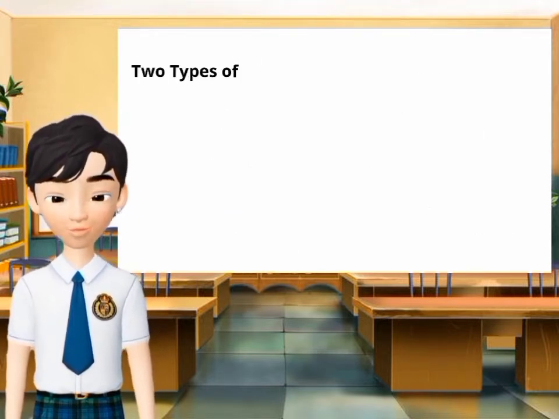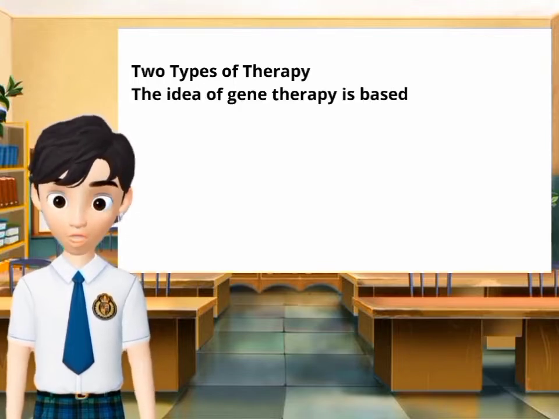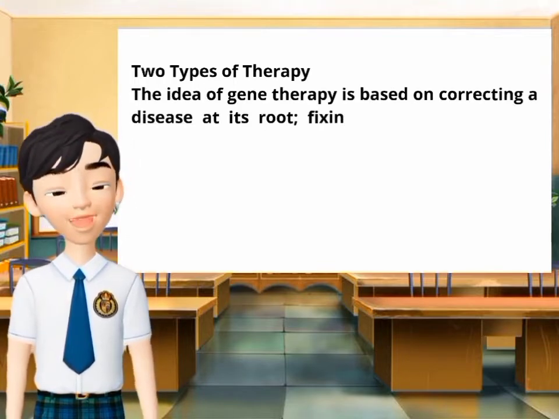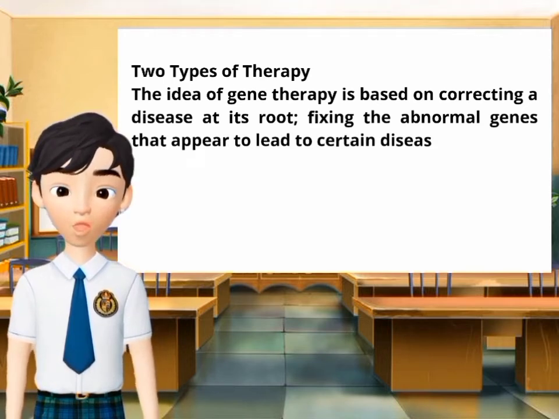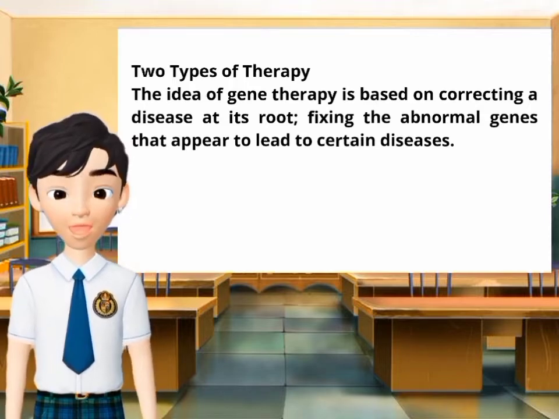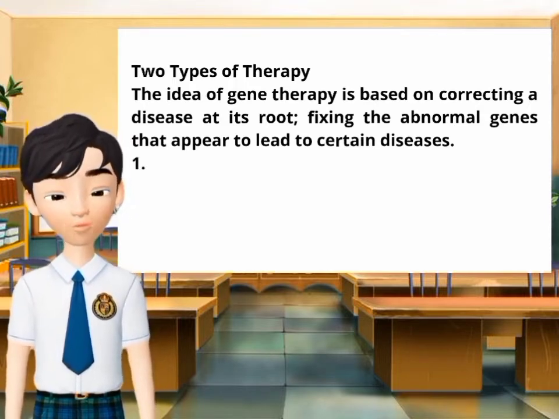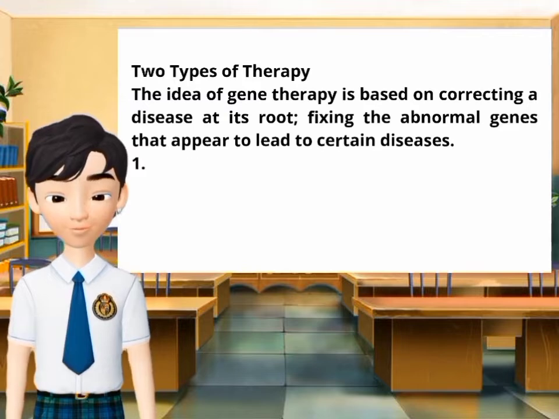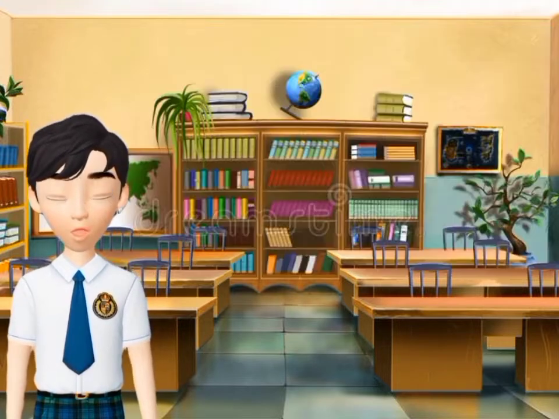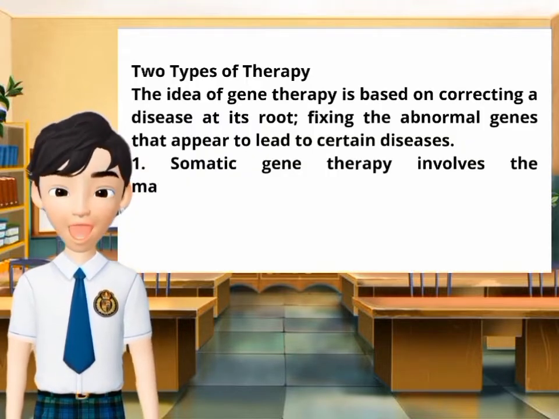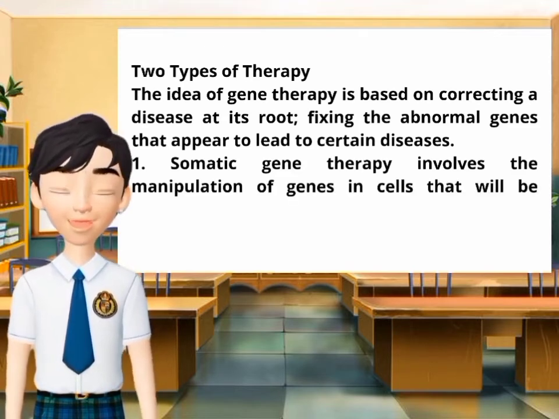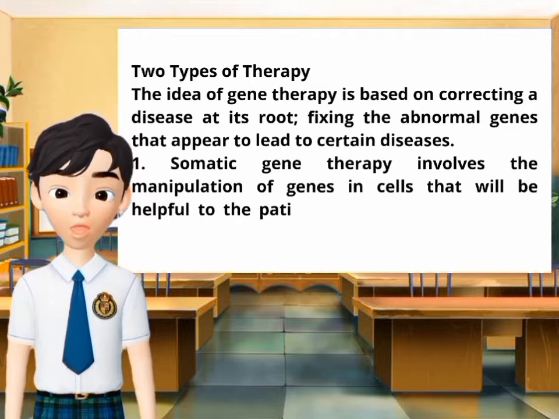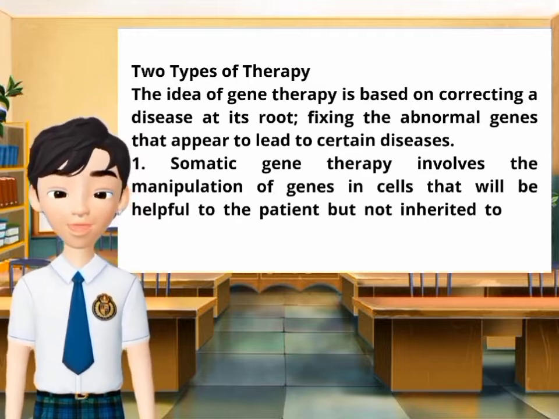So these are the two types of gene therapy. The idea of gene therapy is based on correcting a disease at its root, fixing the abnormal genes that appear to lead to certain diseases. There are essentially two forms of gene therapy, one of which is called somatic gene therapy. Somatic gene therapy involves the manipulation of genes in cells that will be helpful to the patients but not inherited by the next generation.